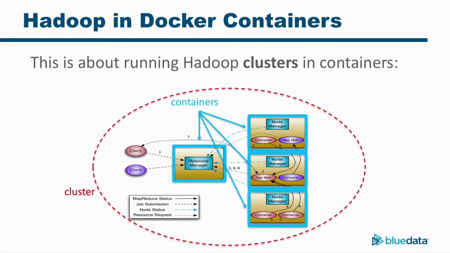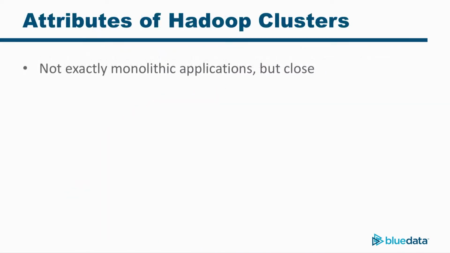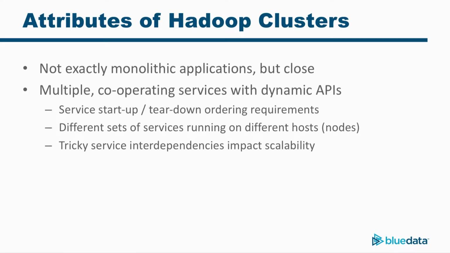And then having one cluster, so a cluster of Docker containers. So to set the stage, what are some of the key considerations as you think about running Hadoop on a cluster of containers that are spun up by Kubernetes? We have to think about Hadoop clusters as they are today. They're not exactly monolithic, but they're pretty close.